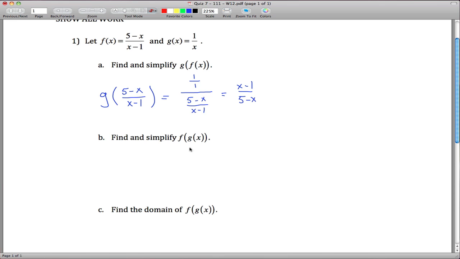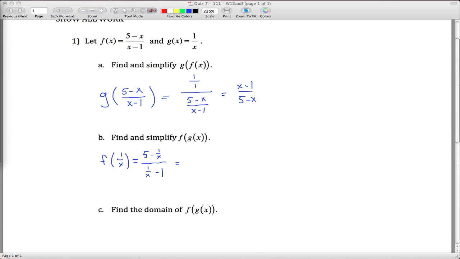Find and simplify f of g of x. All right. F of, let's see, g of x is 1 over x. F of x is this mess, so what I want is 5 minus, instead of writing x, I'll write 1 over x. And then instead of writing x down here, I'll write 1 over x minus 1. And then if you think back from earlier in this term, we had things like this where it's not a fraction over a fraction. If it was, we'd know what to do. It's kind of a difference of fractions up here. But I can take care of that. I can find a least common denominator.